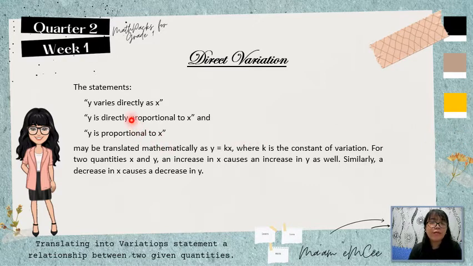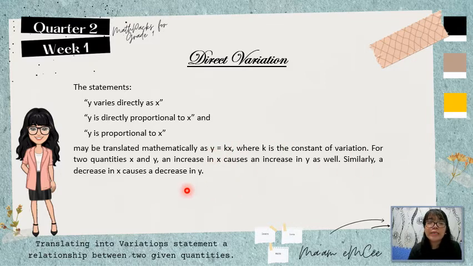So the statements y varies directly as x, y is directly proportional to x, and y is proportional to x may be translated mathematically as y is equal to kx, where k is the constant of variation. So this is our mathematical equation. So y varies directly as x is similar to y is equal to kx. This k is our constant of variation. So this is the number being multiplied to a particular variable to get the other variable. So you multiply your constant of variation to x to get our y.